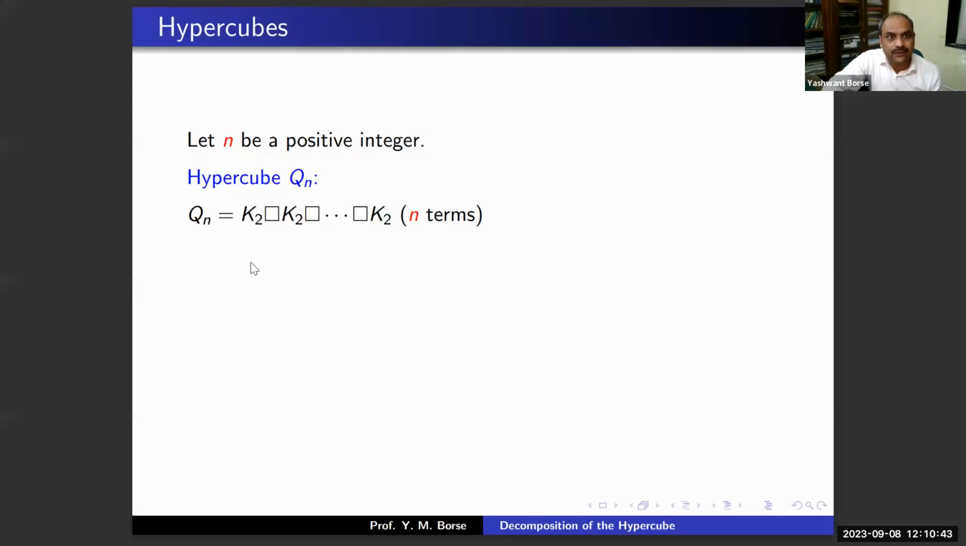So now I define hypercube. Here we will use n everywhere. n will be a positive integer, so it will be greater or equal to 1. The hypercube Qn is the graph obtained by taking the Cartesian product of complete graph K2. How many copies? n copies. So Qn is K2 product K2 product dot dot dot product K2, and how many terms are involved there? n terms. So it is the Cartesian product of n copies of K2.